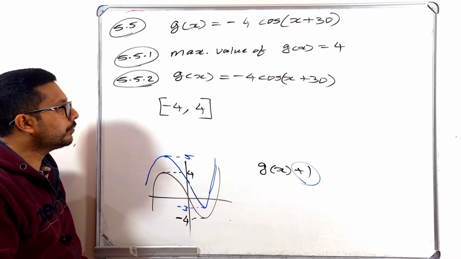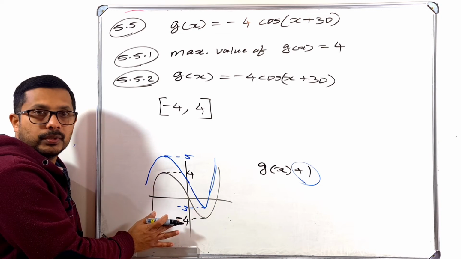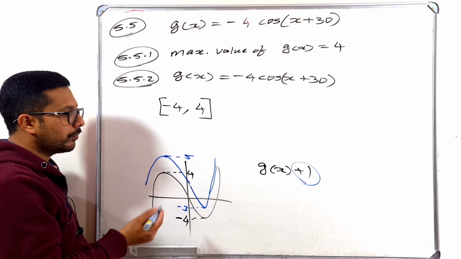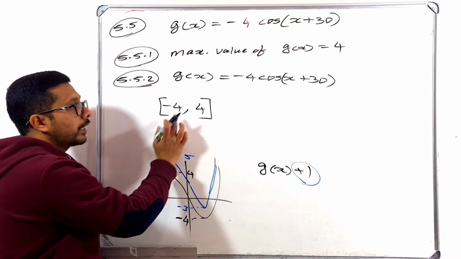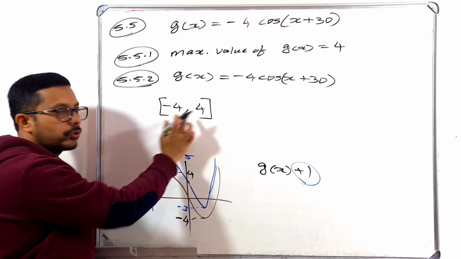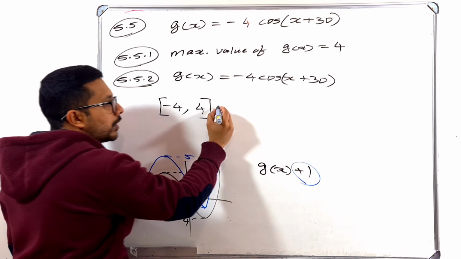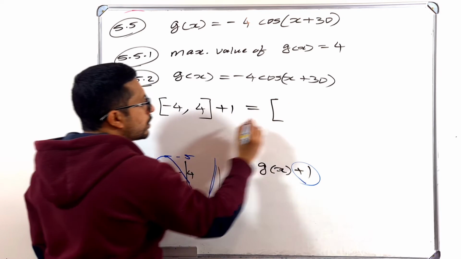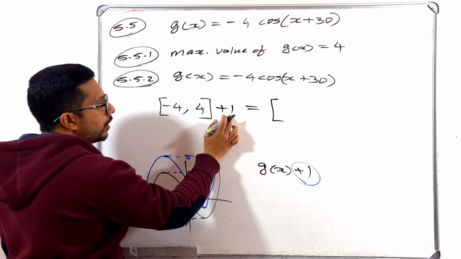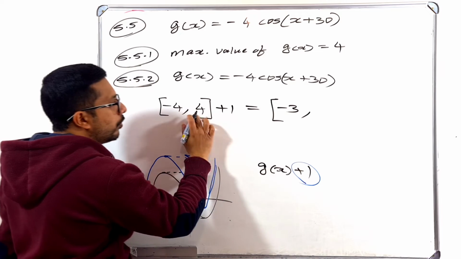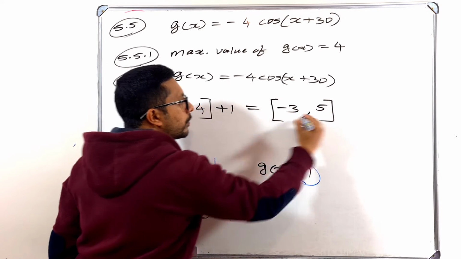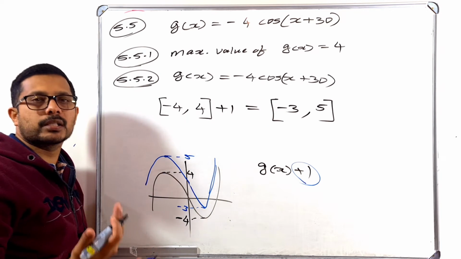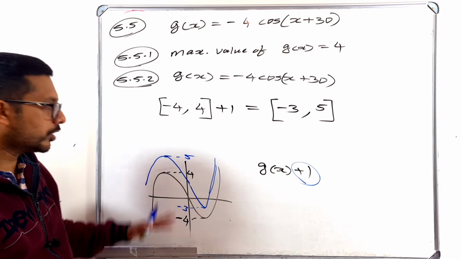So it's easy to find it like this. That is the meaning of g of x plus 1. When you write your answer, first you write the range of g of x, -4 to 4. Then you plus 1. -4 plus 1 is -3 and 4 plus 1 is 5. That's the answer. So the actual meaning is this one.